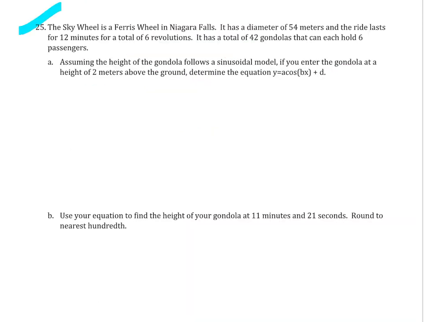The sky wheel is a Ferris wheel in Niagara Falls. It has a diameter of 54 meters, and the ride lasts 12 minutes for a total of 6 revolutions. It has a total of 42 gondolas that each hold 6 passengers. Assuming the height of the gondola follows a sinusoidal model, you enter the gondola at the height of 2 meters above the ground. Determine the equation in terms of cosine, which is what this is saying.